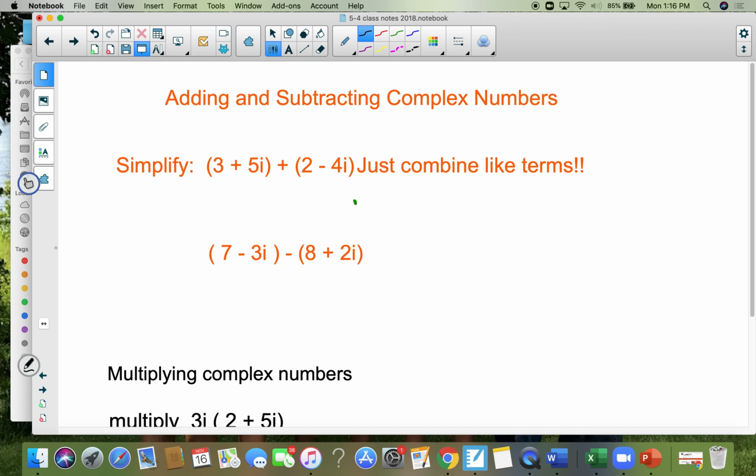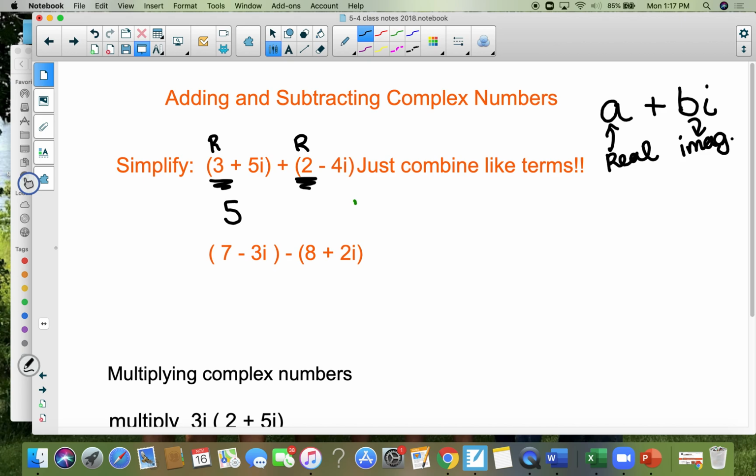When you add two complex numbers together, a complex number is usually written as a plus bi. This is called the real part, and this part is called the imaginary part. So all you're going to do is put the 3 and the 2 together. That's the real numbers. 3 plus 2 is 5. And then you're going to put the imaginary ones together. These are the imaginary parts of a complex number. 5i take away 4i is 1i. Final answer. Putting like terms together.